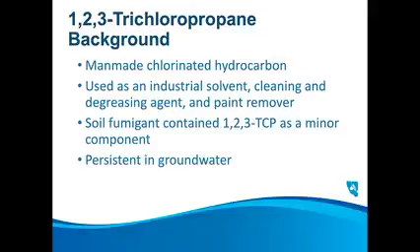So just a little background on 1,2,3 TCP. It's a man-made chlorinated hydrocarbon. It was used as an industrial solvent, cleaning and degreasing agent, and paint remover, and then also as a minor component or ingredient in a soil fumigant where they use TCP in the fumigant. Because of that interaction is how it got into the majority of our groundwater supplies in the Central Valley. And of course, it's very persistent in groundwater, and it travels very quickly through the soil phase right down into the aquifer.